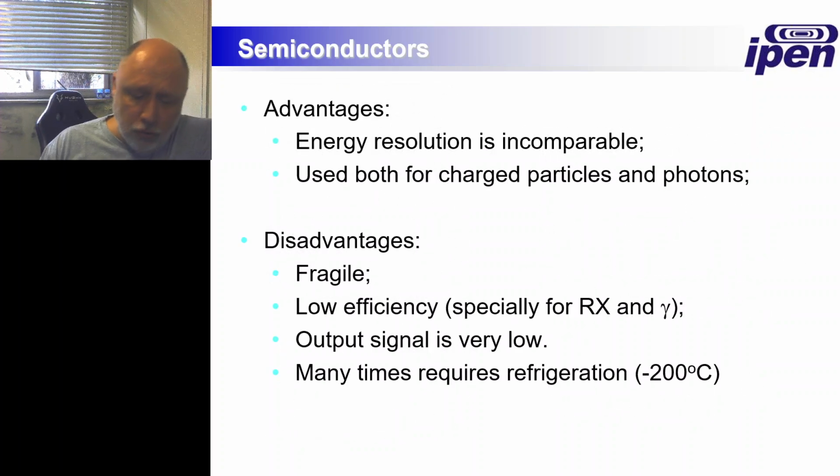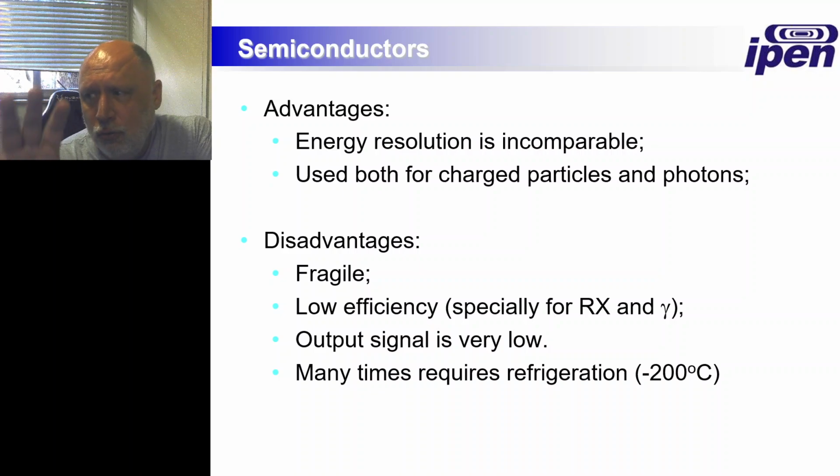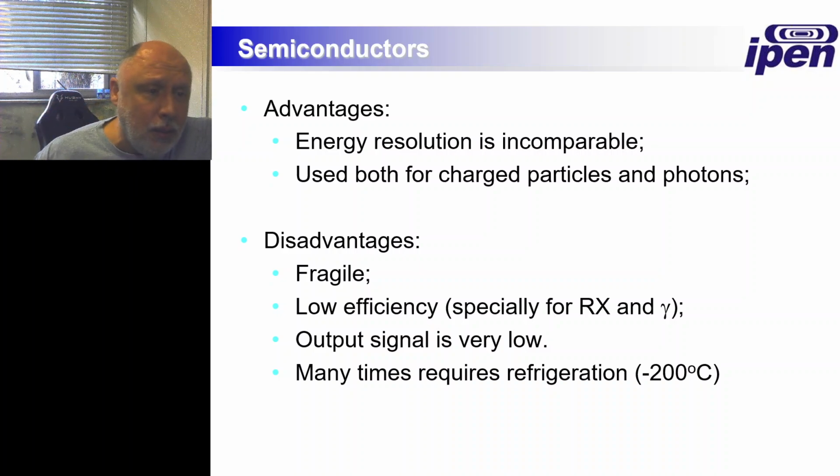So the advantages: the energy resolution is absolutely incomparable. It's much, much better than any other detector we have, at least the regular types. There are very specific types of detectors used for very specific stuff that have better resolution, but they're a nightmare to work with in any other sense, right? And they can be used both for charged particles and for photons, provided you use them correctly.